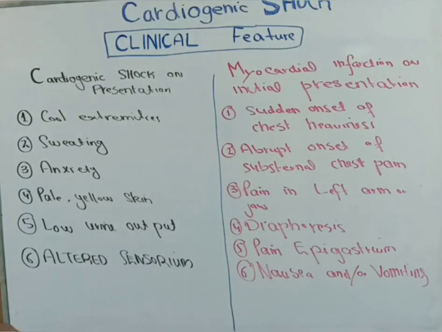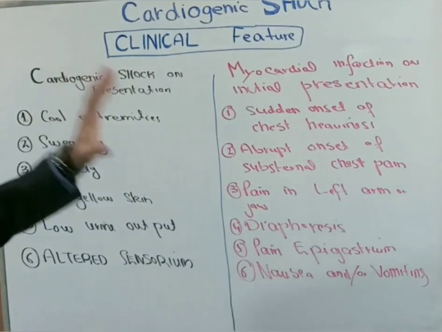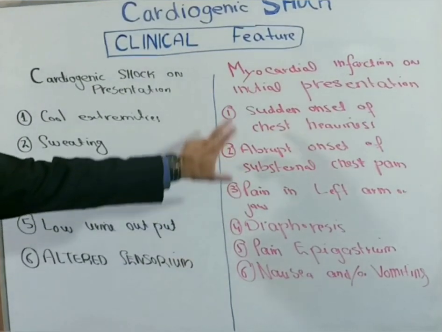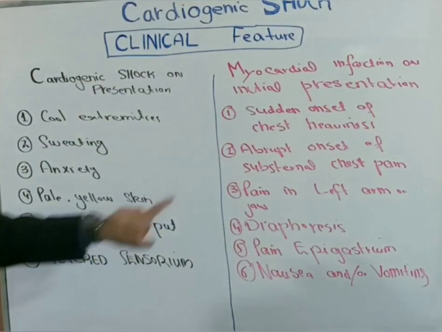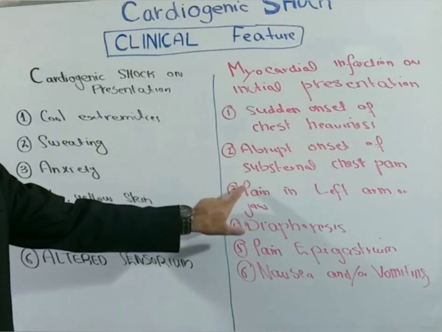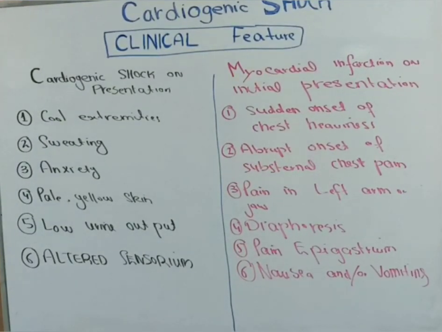Now, when the patient presents initially with myocardial infarction, then the clinical features of cardiogenic shock will be preceded by the clinical features of the initial presentation. There may be a sudden onset of chest pain. There will be abrupt onset of substernal chest pain or heaviness. The patient will be putting a fist on the chest.